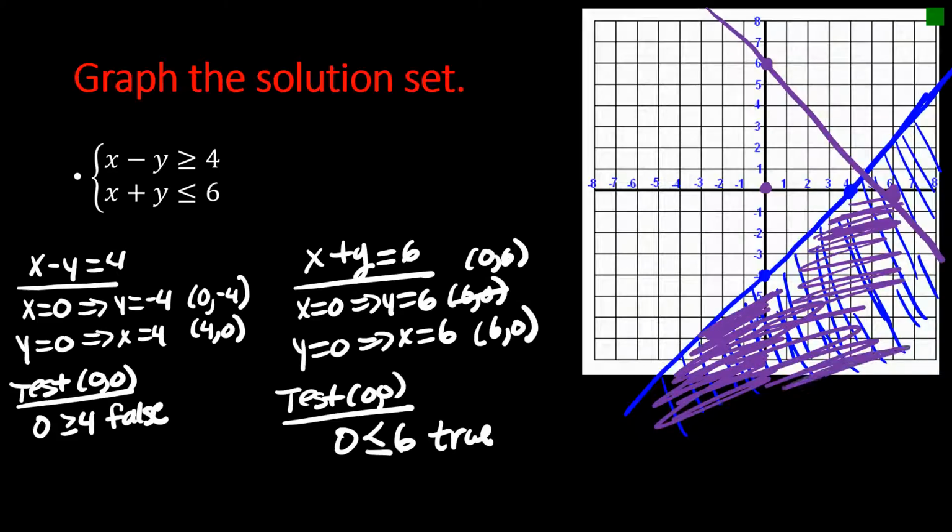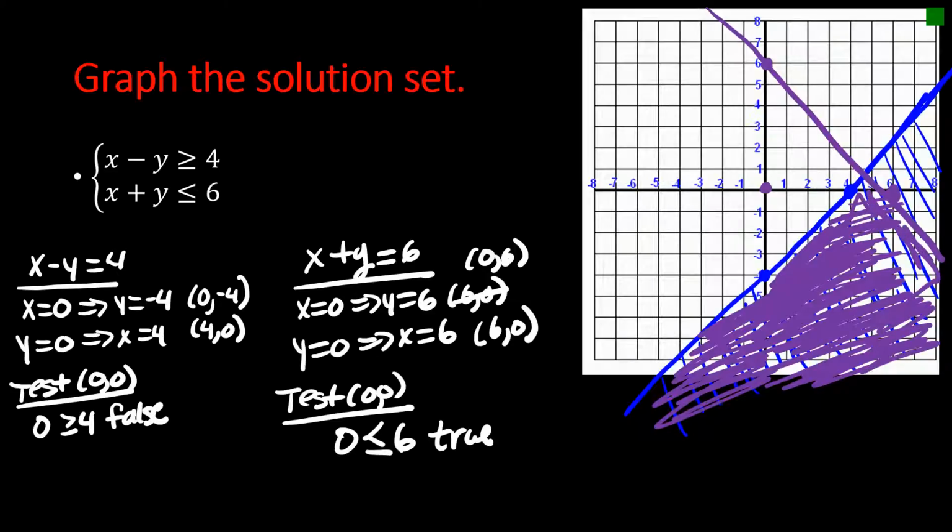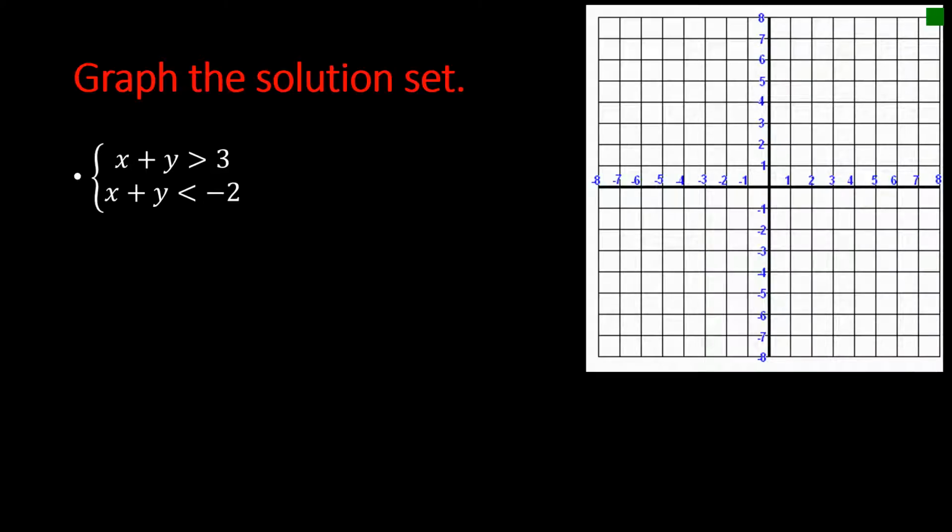As I said before, the graph or the solution set to a system of linear inequalities is where the two regions meet. So where you see purple shadings, this is our solution, the purple. Let's look at another one.